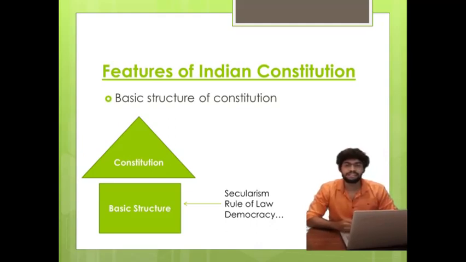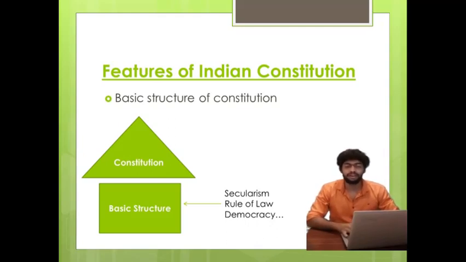The judiciary has given the components of the basic structure through several judicial pronouncements. This doctrine of basic structure comprises rule of law, democracy, parliamentary form of government, secularism, and so on. So in short, we can say that it is on the basic structure that all the provisions and all the schedules and articles and amendments of the Constitution are based.